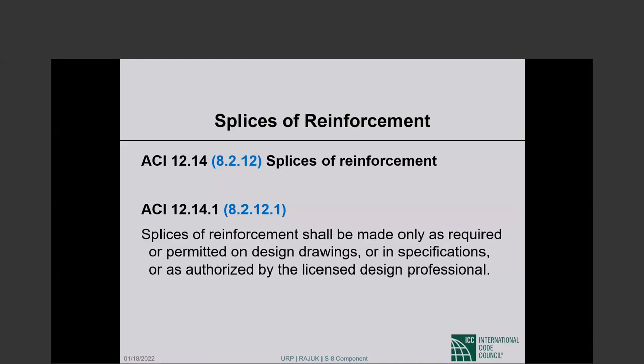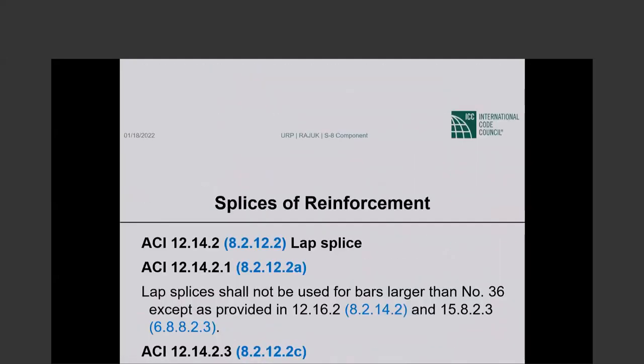Splices of reinforcement shall be made only as required or as permitted on design drawings or in specifications or as authorized by the licensed design professional. You cannot just do it. Okay. So splices of reinforcement shall be made only as required or permitted on design drawings or in specifications or as authorized by the licensed design professional.